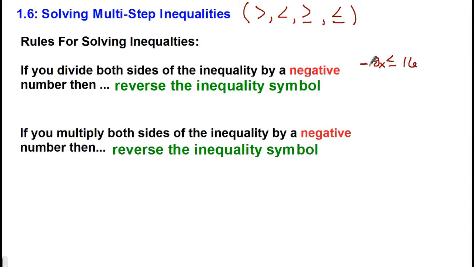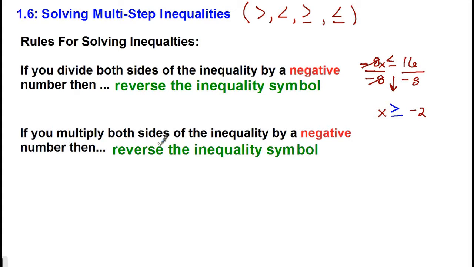In order for us to solve for x, we want to divide both sides by negative 8. Anytime you divide by a negative number, you must change the inequality sign. So the inequality now is going to be pointing this way. So now I have x is going to be greater than or equal to 16 divided by negative 8, which is negative 2. So you have to change the sign. Let's give it another example.